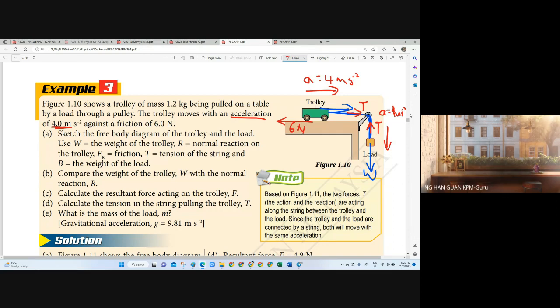This is how we solve it. For a case like this, you have to remember the common quantities for both objects, the trolley and the load. They have two common quantities. First one is the tension. The tension of the string connected to the trolley and the tension of the string connected to the load is the same. Another common quantity for both is acceleration, because the acceleration experienced by the load will be the same as the acceleration experienced by the trolley. So remember, these are the two quantities common to both objects.